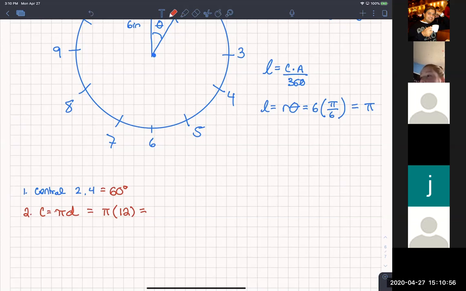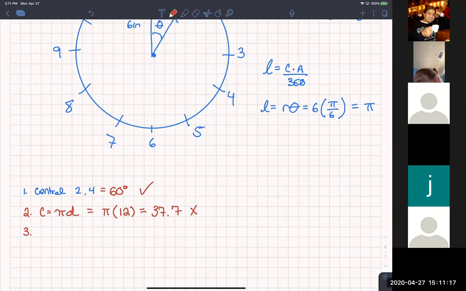37.699111. So is that a correct statement? Are we rounding to the tenths place? Yes. So is that a correct statement? No. So that one is not right at all.